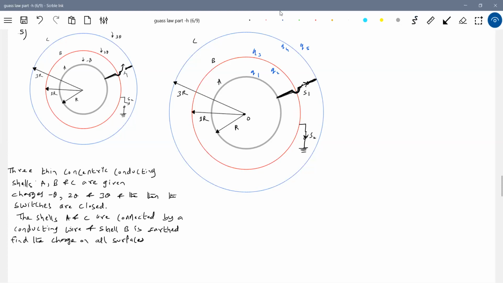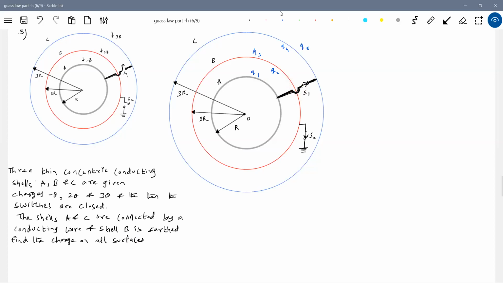Can we conserve the charge of shell A and C? Are the charges of shell A and C conserved because they're joined by a wire? Here I'm showing this particular jump means the wire is not connected to shell B. The shells A and C are connected by a conducting wire and shell B is earthed. Find the charge on all surfaces. So this conducting wire is not connected to shell B.